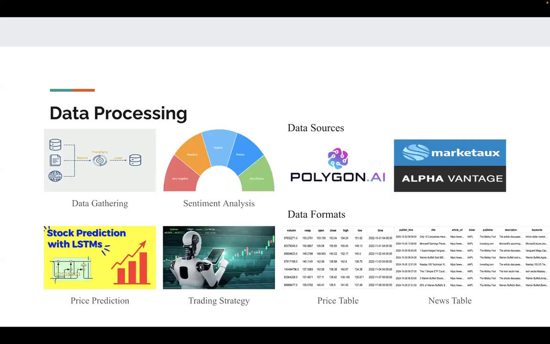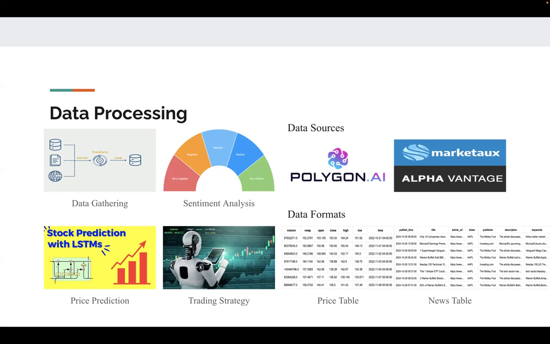Let me introduce our system's overview. Our system is composed of four parts: gathering data, sentiment analysis, price prediction, and trading strategy. Our data sources are Polygon AI, MarketOrgs, and Alpha Vantage. Polygon AI provides us with 2 years of news and stock prices. It also provides us with several months of news sentiment labels.